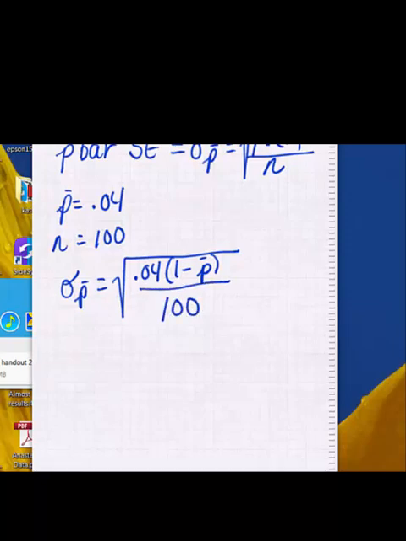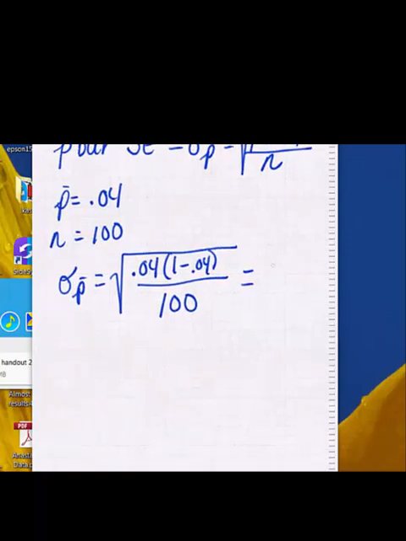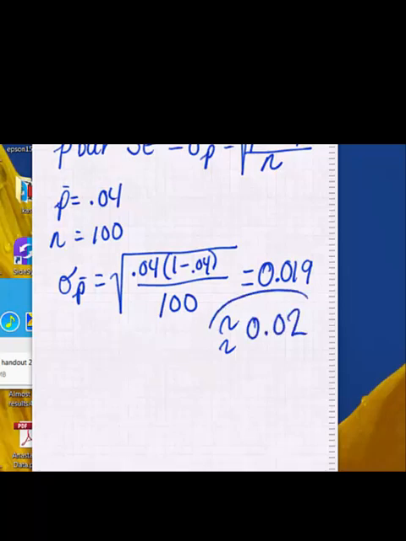100. Made a mistake there. Let me change this. Not P bar. We're going to put our 0.04 there. And this should give us 0.019, or we're going to round it to 0.02. So this is the standard deviation of P bar. So I think I'll write that there.